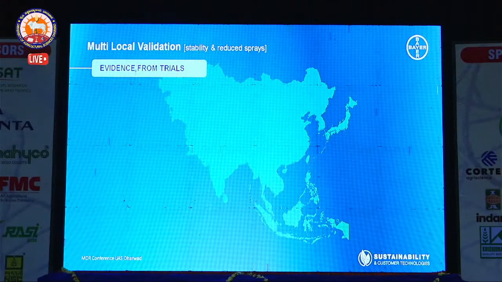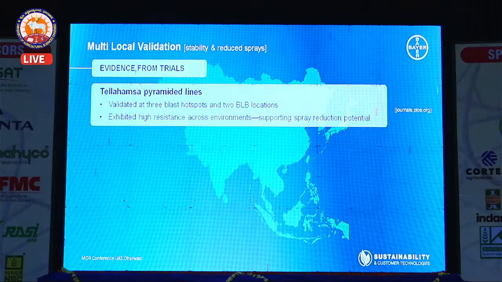Okay, of course there are many approaches, other ways of doing these things. Tela-Hamsa pyramided lines validated at 3 major blast hotspots and 2 BLB locations exhibited high resistance across environments. But if you take the QTL, again, it's a complex genome editing, fine. So therefore, a lot of issues are there.